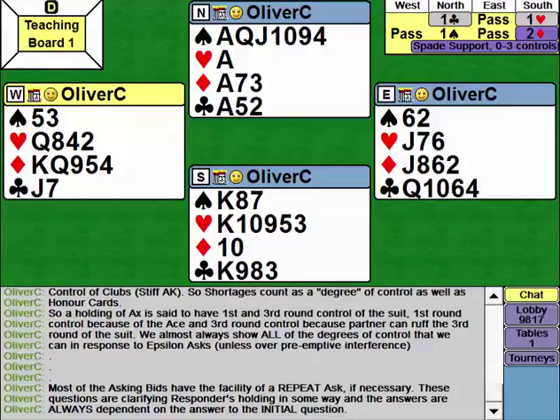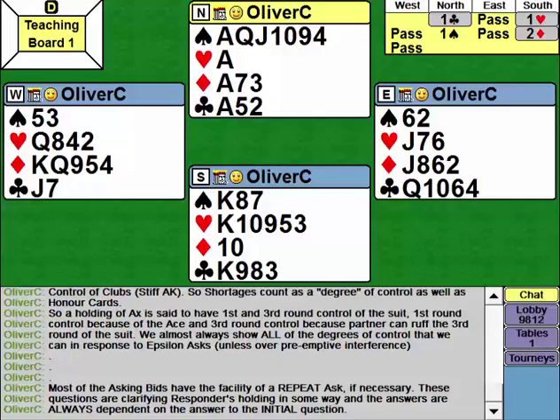Okay, so there are some asking bids that effectively don't have repeat asks, but most of them do. Sometimes the repeat ask might actually be a different asking bid. For example, supposing it was essential to North to find out exactly what South had in spades here, they could make a bid of two spades.